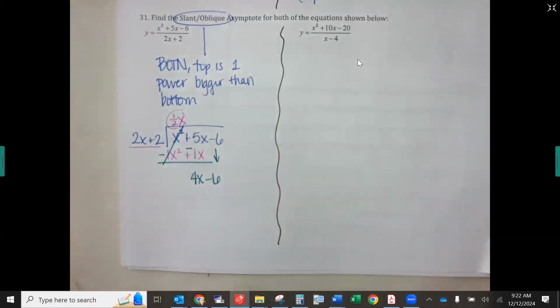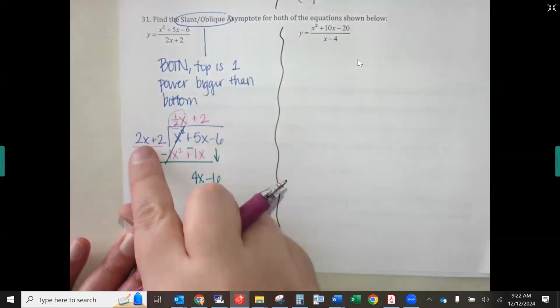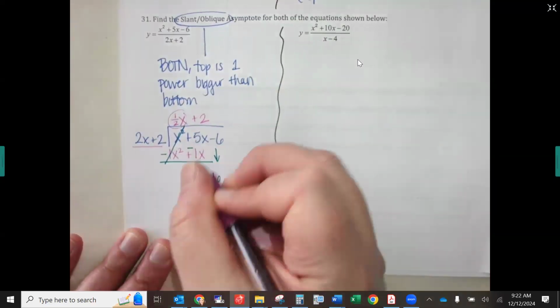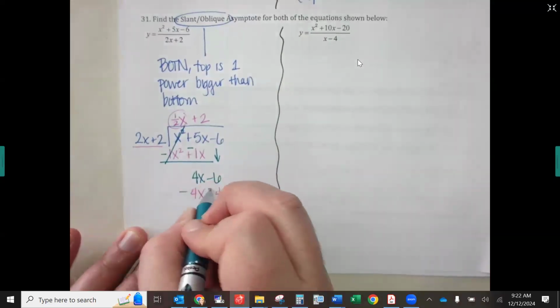And then I'm going to repeat the process. What would I need to times my 2x by to perfectly match a 4x? 2x times plus 2. 2 times 2x is 4x. 2 times 2 is 4. And then remember, we're changing the signs.